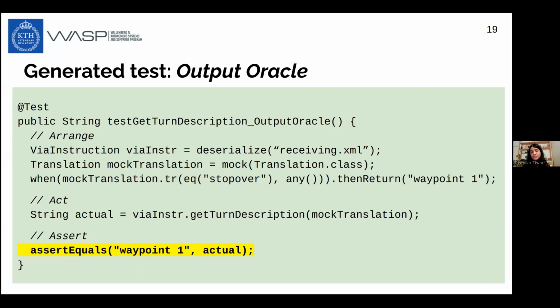Within the arrange phase, we see that we deserialize the receiving object from its production snapshot. The receiving object is the object on which the MUT was invoked. Then we mock the translation object, and then we stub the behavior of the method tr called on this translation object. Next, we invoke the MUT, that is the getTurnDescription method, with the mock translation object. And finally, in the assert phase, the output oracle verifies the output that we should expect to get from this invocation of the MUT.